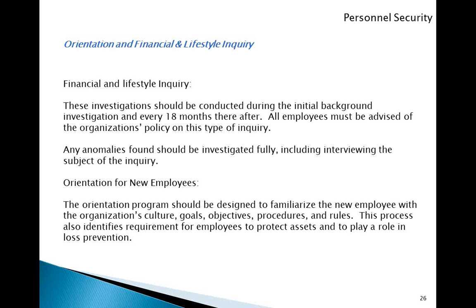Any anomalies found should be investigated thoroughly, including interviewing the subject of the inquiry. Okay? Now, whenever we say lifestyle, we're talking about how their lifestyle fits into what is their known pay level. If you're making $80,000 a year and you got a 300-foot yacht, I would call that an anomaly. Okay, are you living within your means is what the lifestyle is. Do you have 50 cars parked in your front yard and they're all registered to you, but you're only making $45,000 a year? Either you're running a used car lot on the side or you're pilfering. Okay?